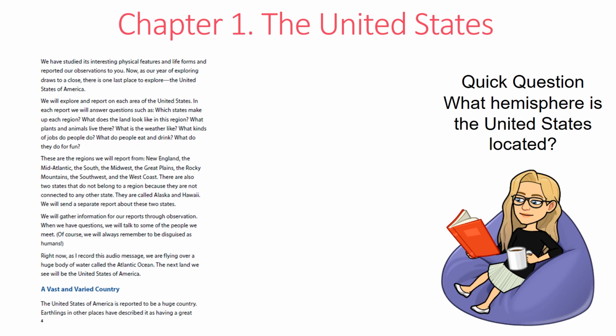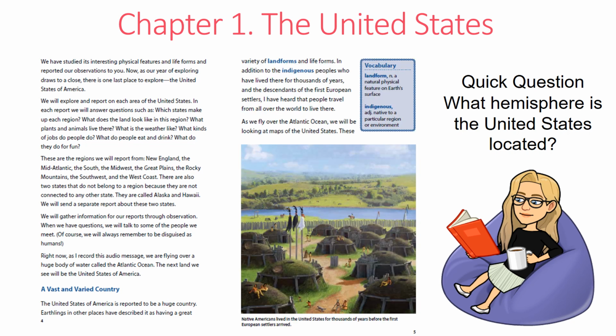Right now, as I recorded this audio message, we are flying over a huge body of water called the Atlantic Ocean. The next land we will see will be the United States of America, a vast and varied country. The United States of America is reported to be a huge country. Earthlings in other places have described it as having a great variety of land forms and life forms. In addition to the indigenous people who have lived there for thousands of years and the descendants of the first European settlers, I have heard that people traveled from all over the world to live there.